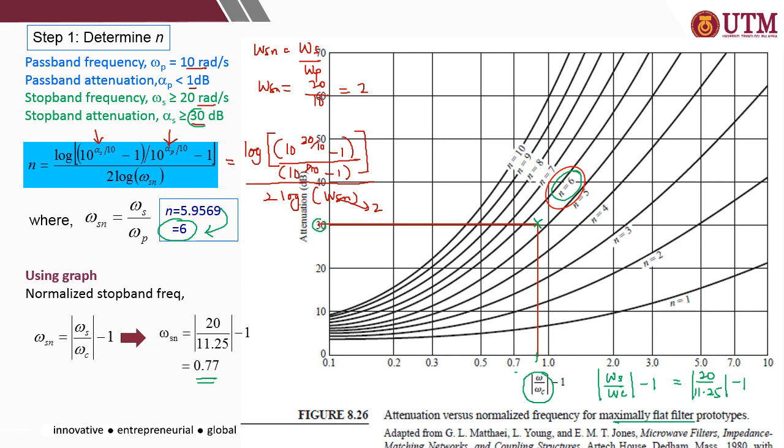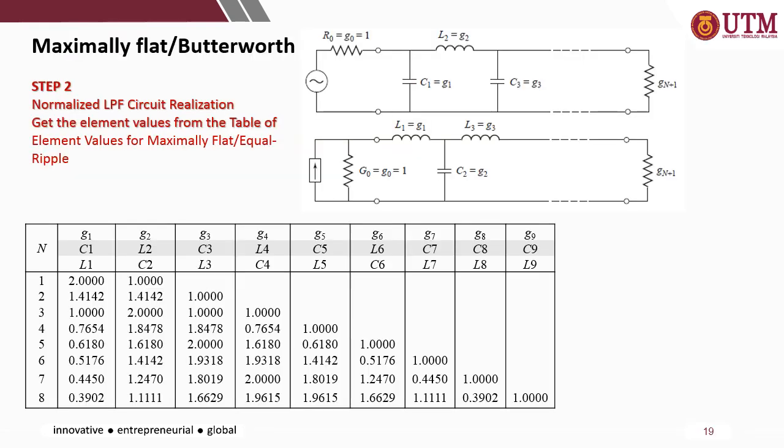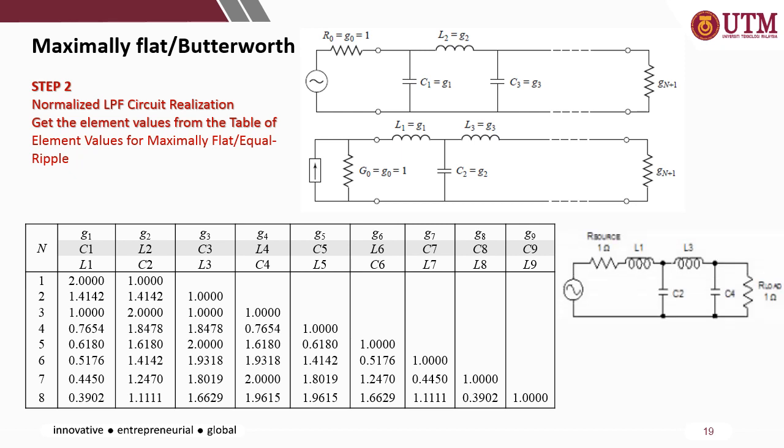N will be equal to 6 in this case. Okay, next, once you have calculated the filter order number, then you need to get the normalized low pass filter circuit. So you can choose either to use configuration 1, configuration 2, or configuration 3. You can choose either one, unless the question or the specification given requested a certain configuration.